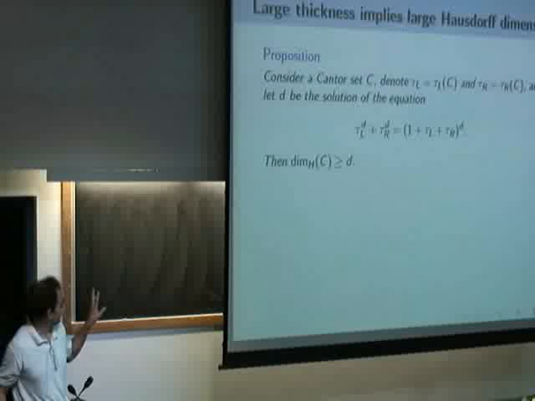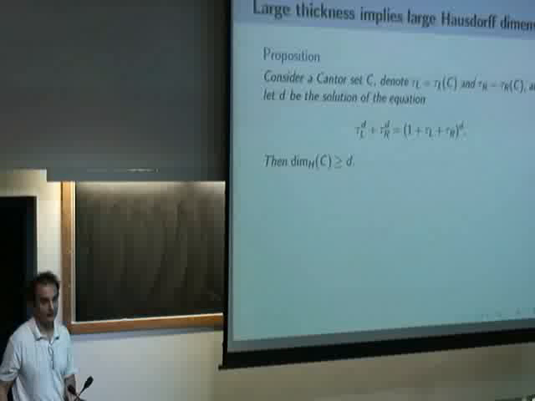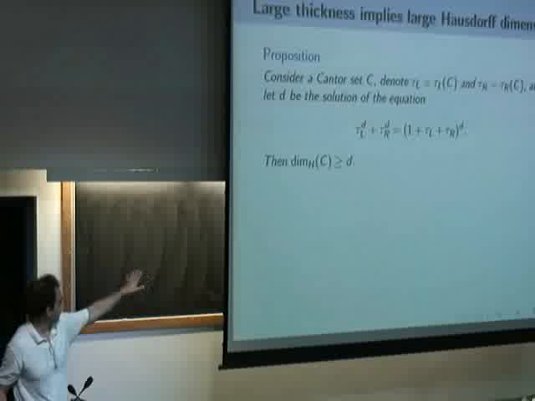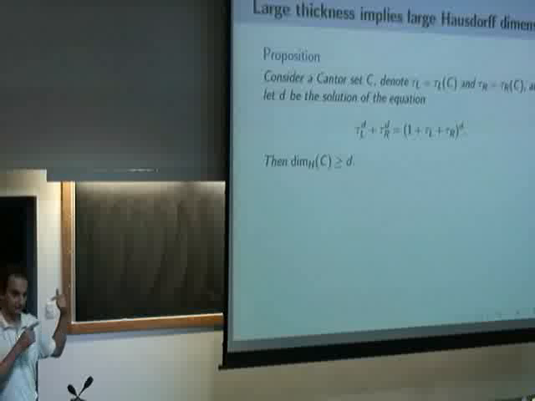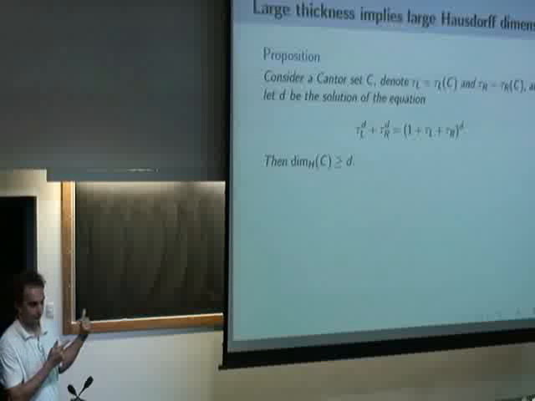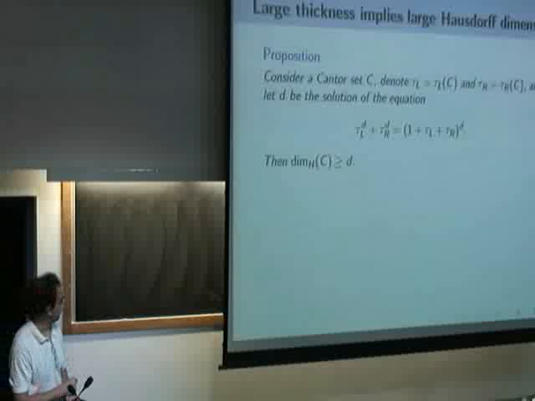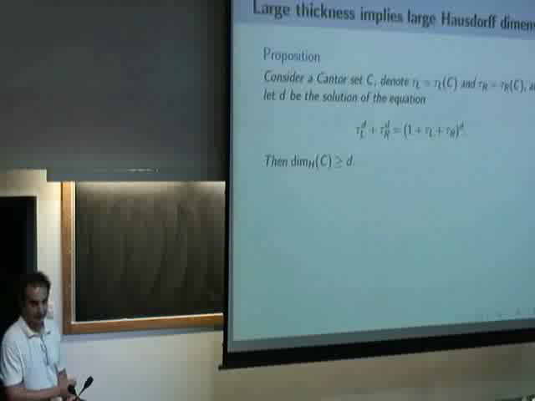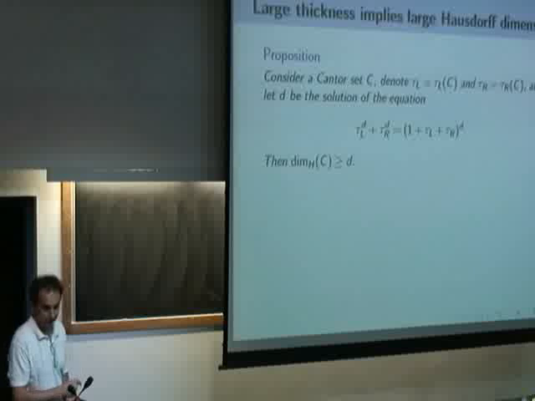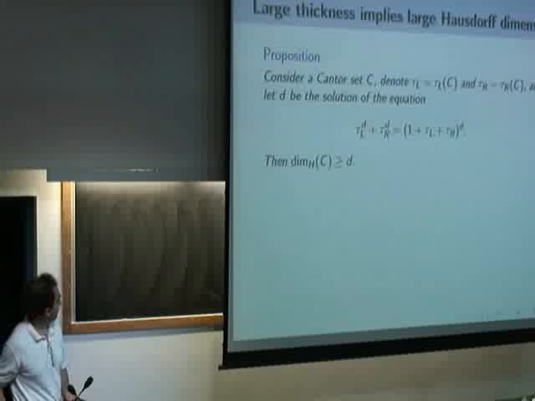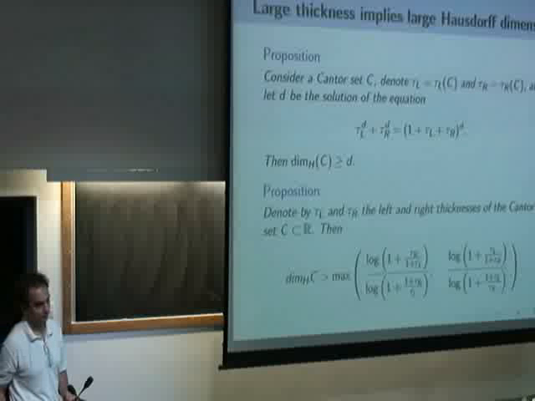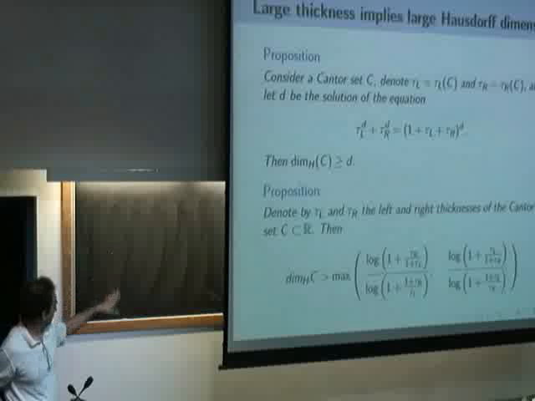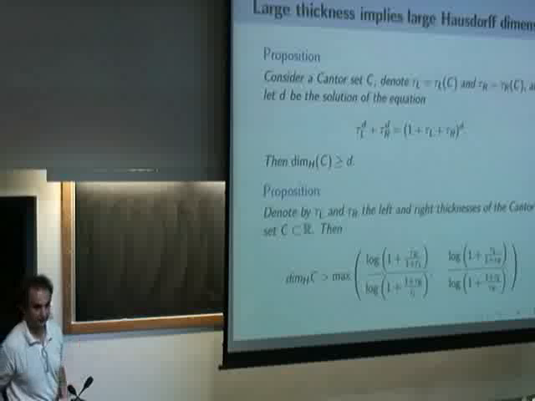Now, if you put left thickness equal to right thickness, then this equation and this statement will give you immediately the inequality that we have seen before that relates the usual thickness with the Hausdorff dimension. Namely, if thickness goes to infinity, then the Hausdorff dimension of a Cantor set goes to 1. So this is a direct generalization of that formula. Unfortunately, it's not very explicit, so for our purposes, we can make it uglier but more explicit. Namely, the Hausdorff dimension is necessarily bounded from below by whatever is written there.